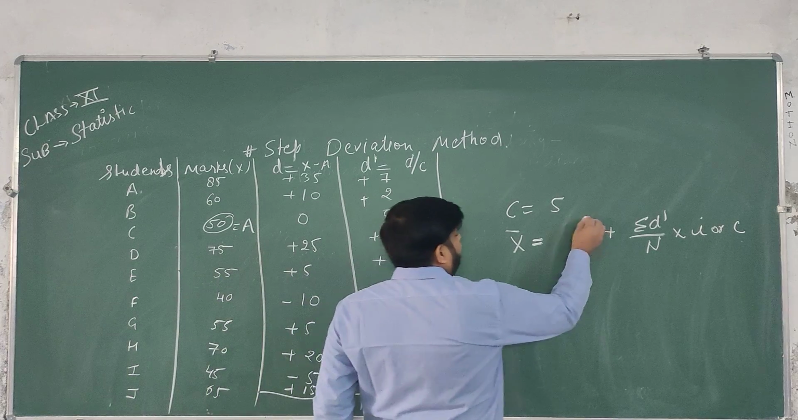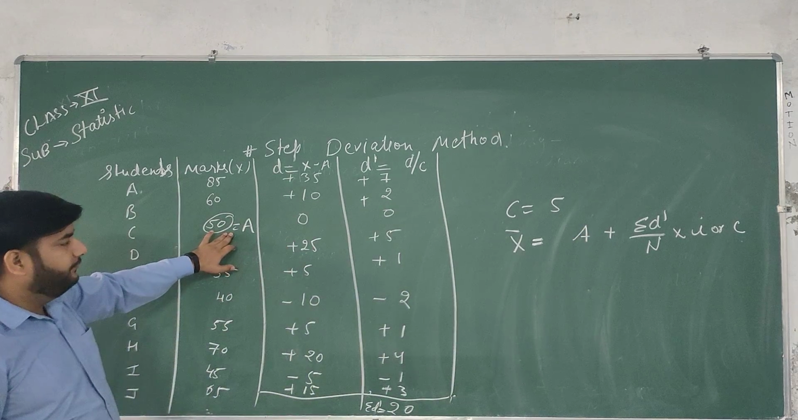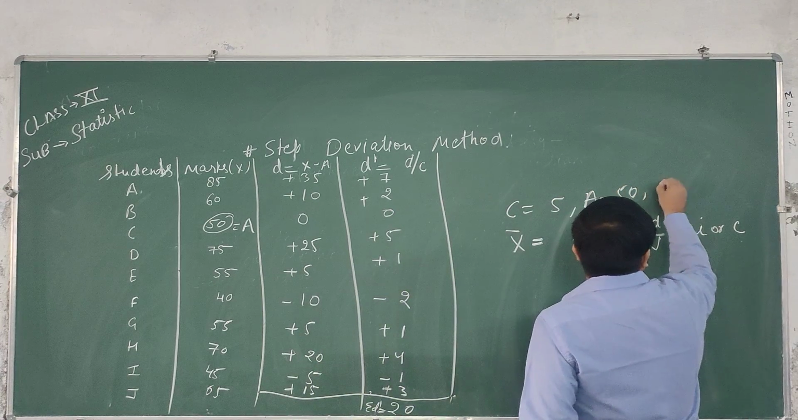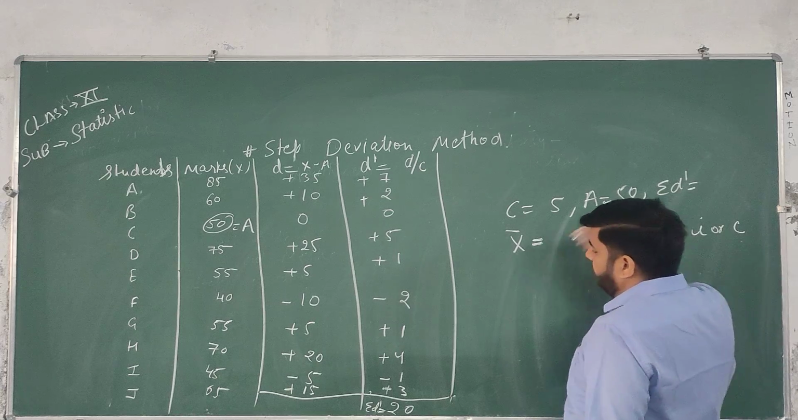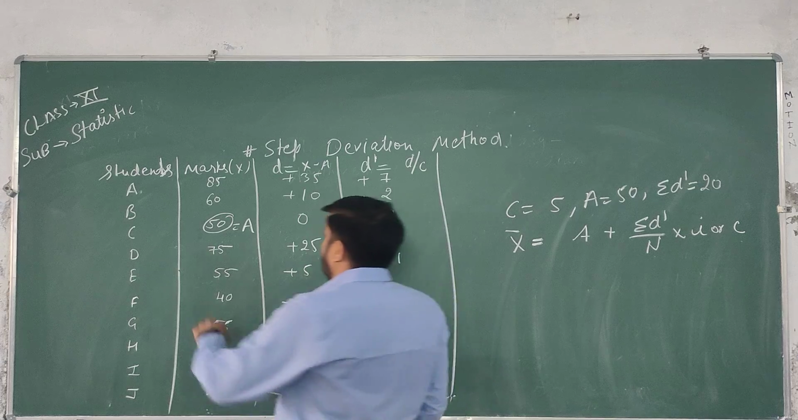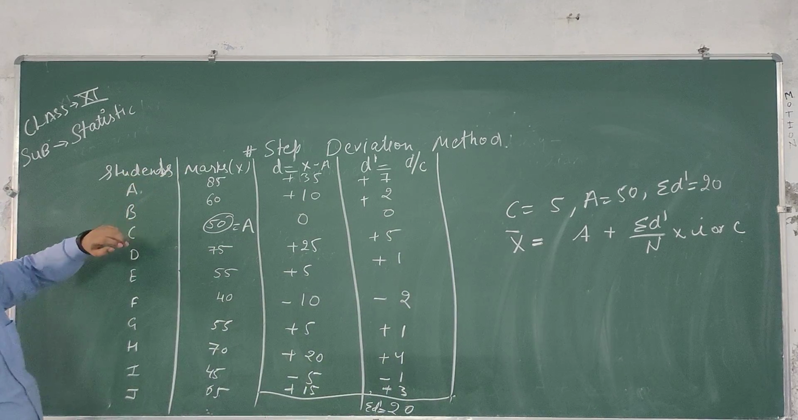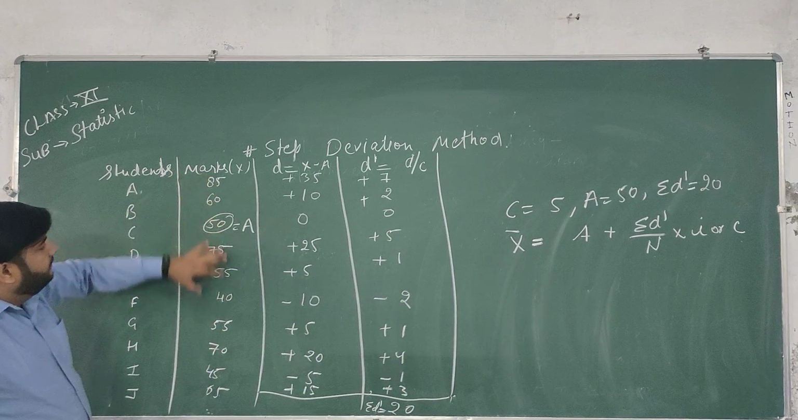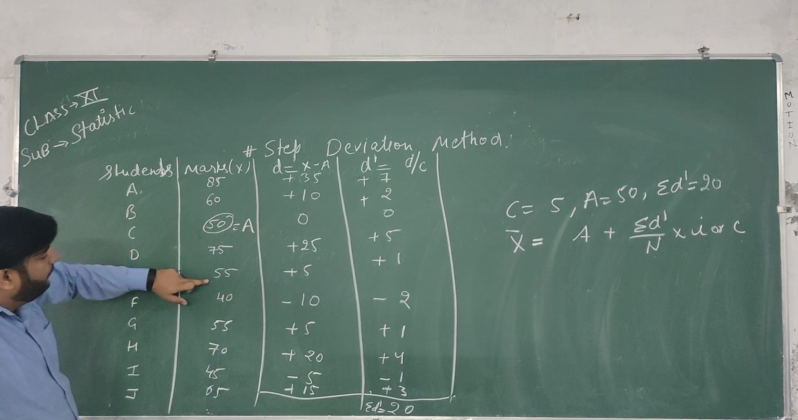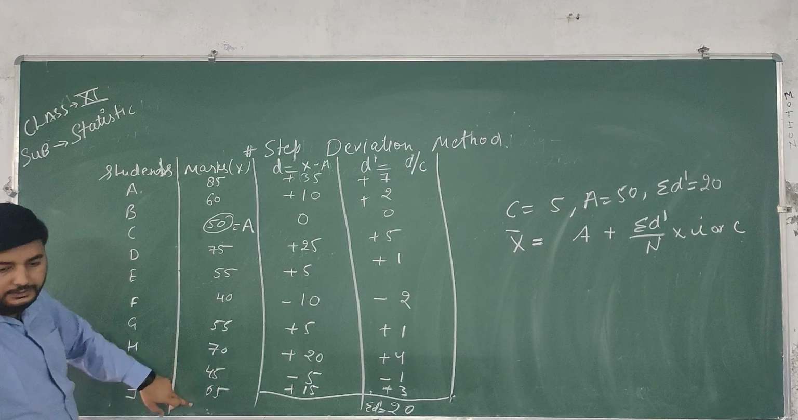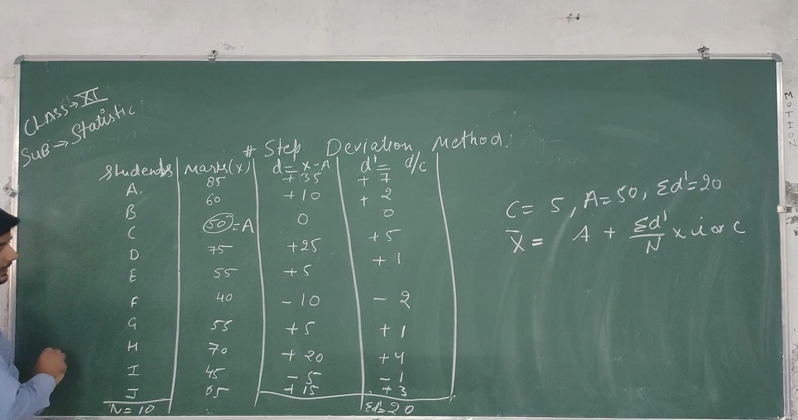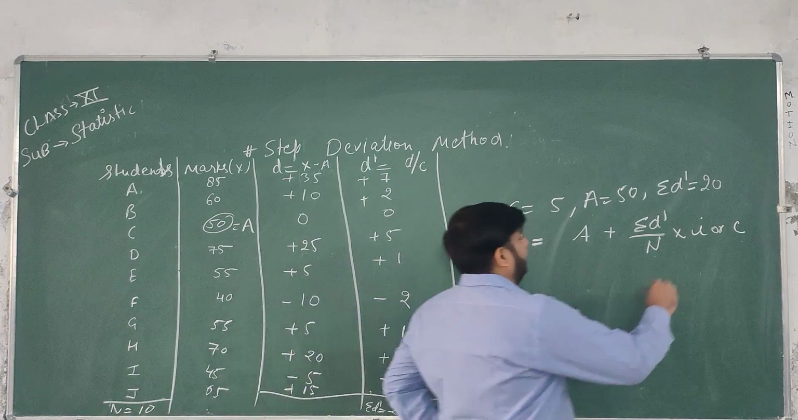Okay. So the value of A which we assumed is 50. Sigma D dash, the total of the D dash column, is 20. Now what is N? N is the number of units given here. So 1, 2, 3, 4, 5, 6, 7, 8, 9, 10, means N is 10. So the value of N is 10.